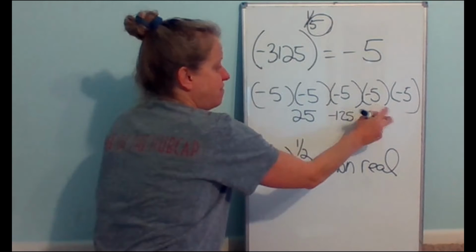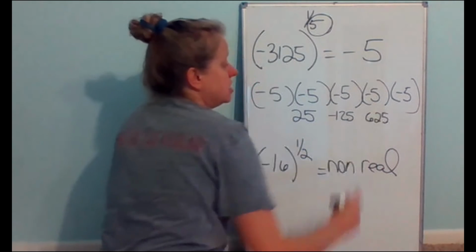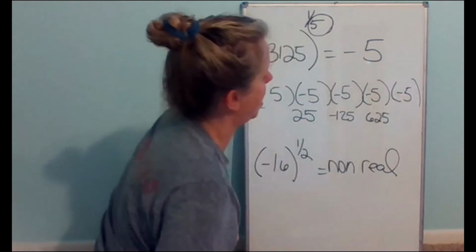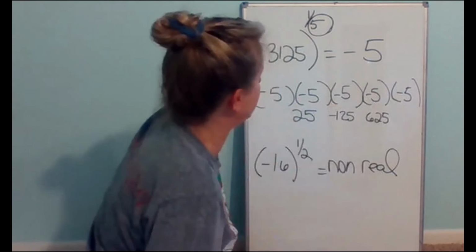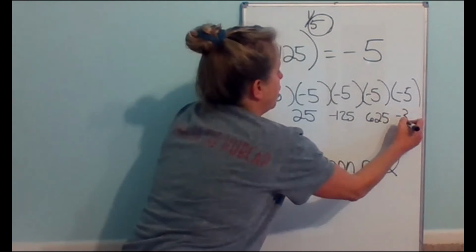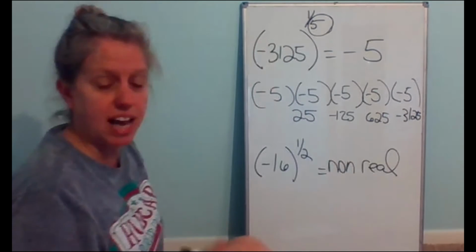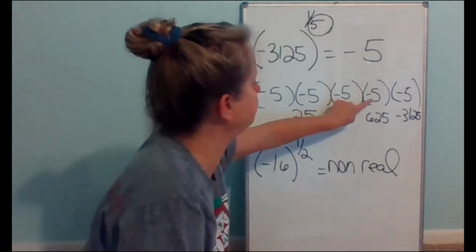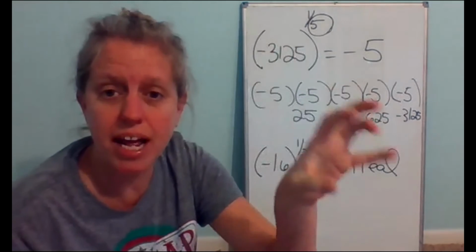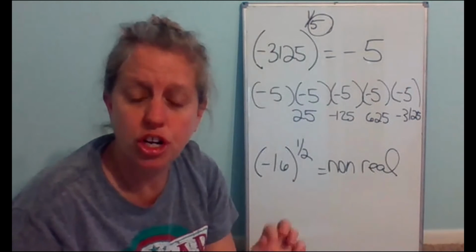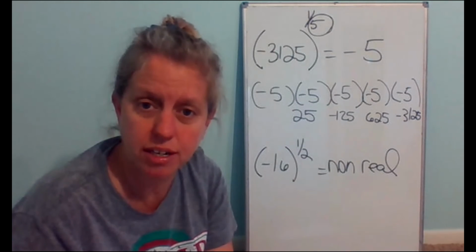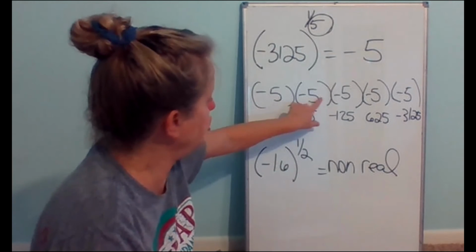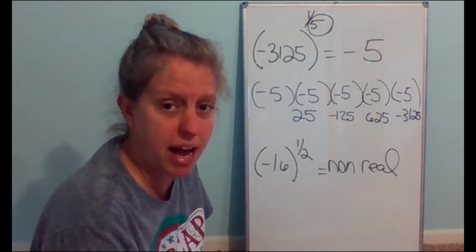-125 times -5 gives you +625. But when you multiply it this last time, +625 times negative, a positive times a negative, gives you that negative 3125 like you want. So here's the rule. If you multiply a negative number times itself an odd number of times, you're going to end up with a negative solution, right? A negative times a negative is a positive, but when you multiply it that third time, that's what turns you back into negative.